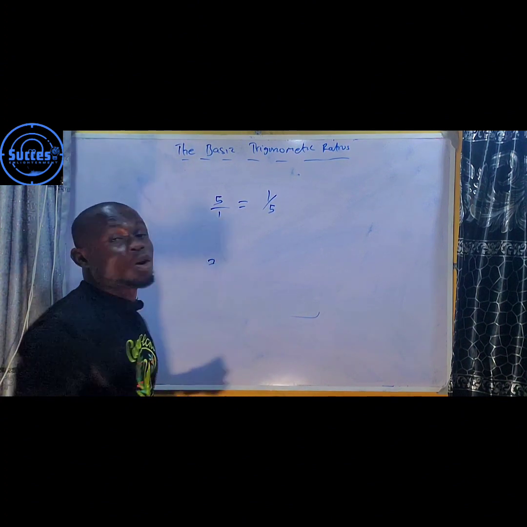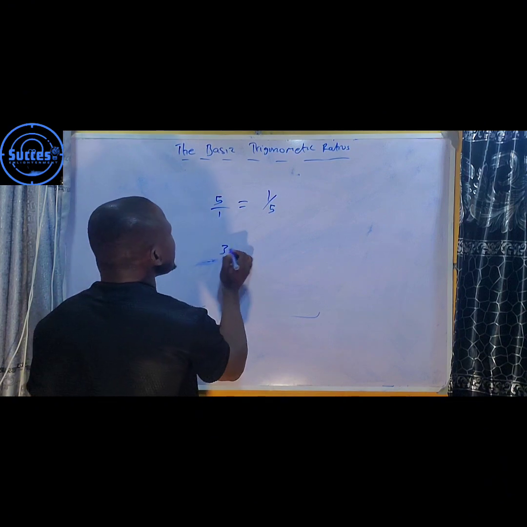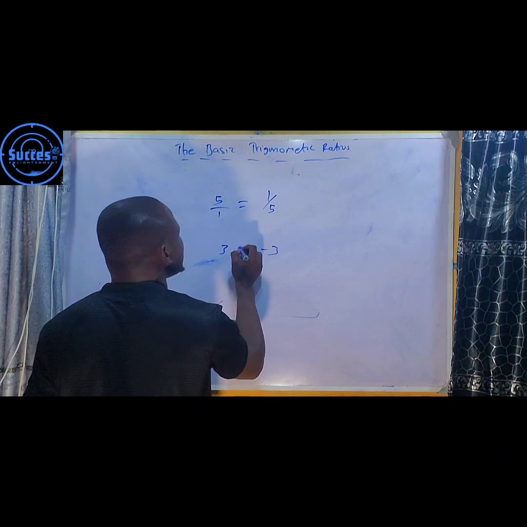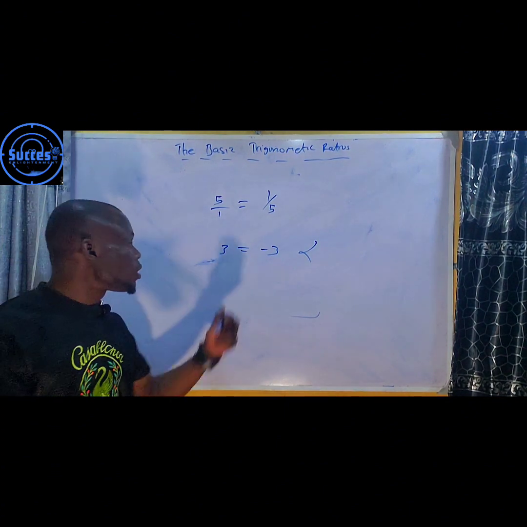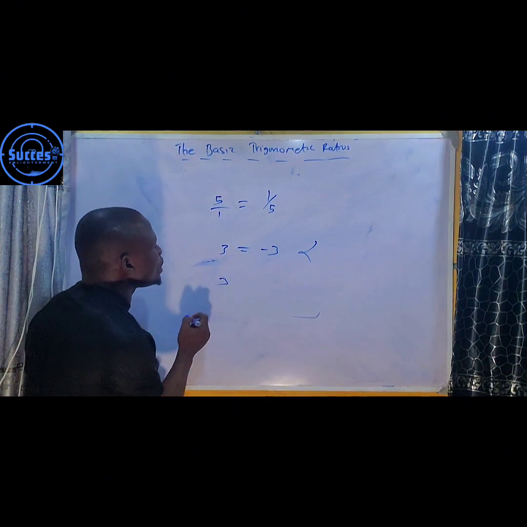I once taught a class where I asked the question, can somebody give me the reciprocal of 3? And all of them were saying the reciprocal of 3 is minus 3. This is wrong. The reciprocal of 3 is what?